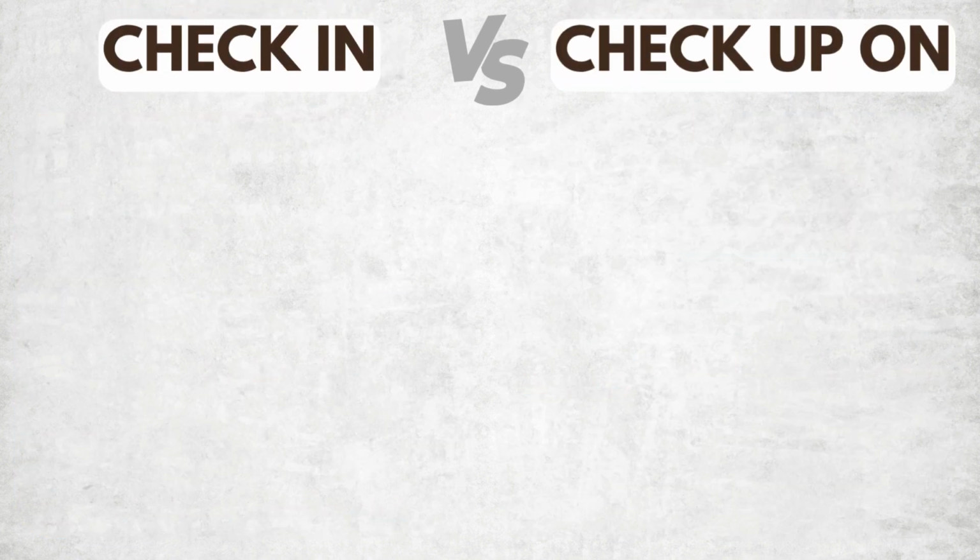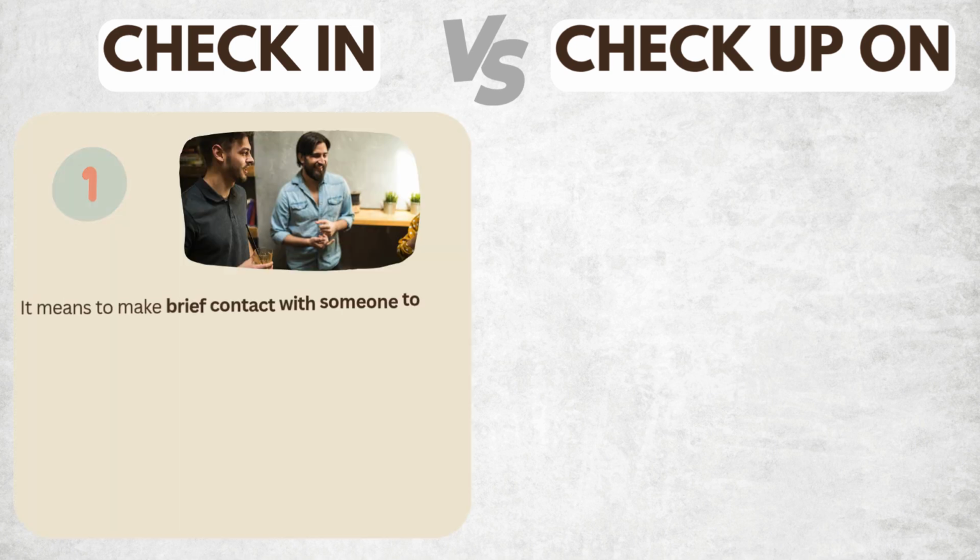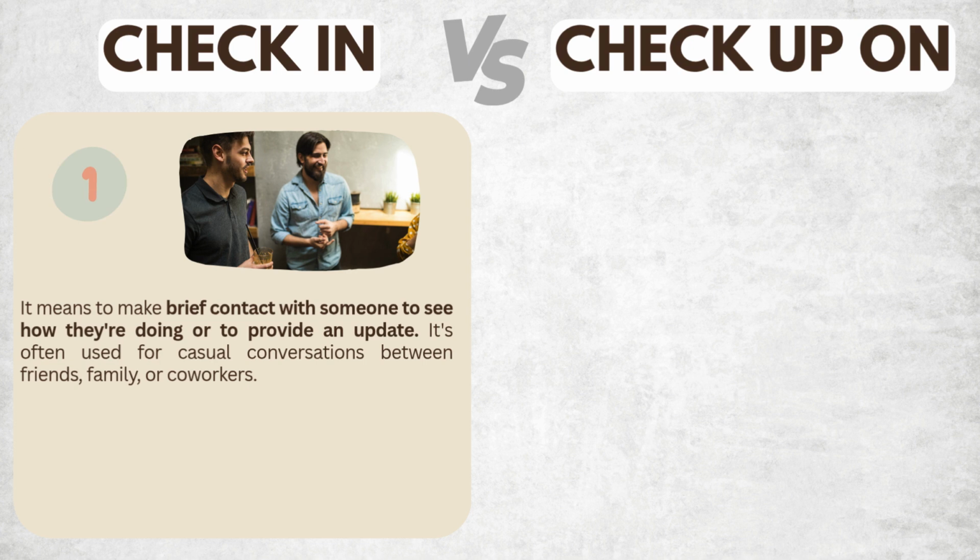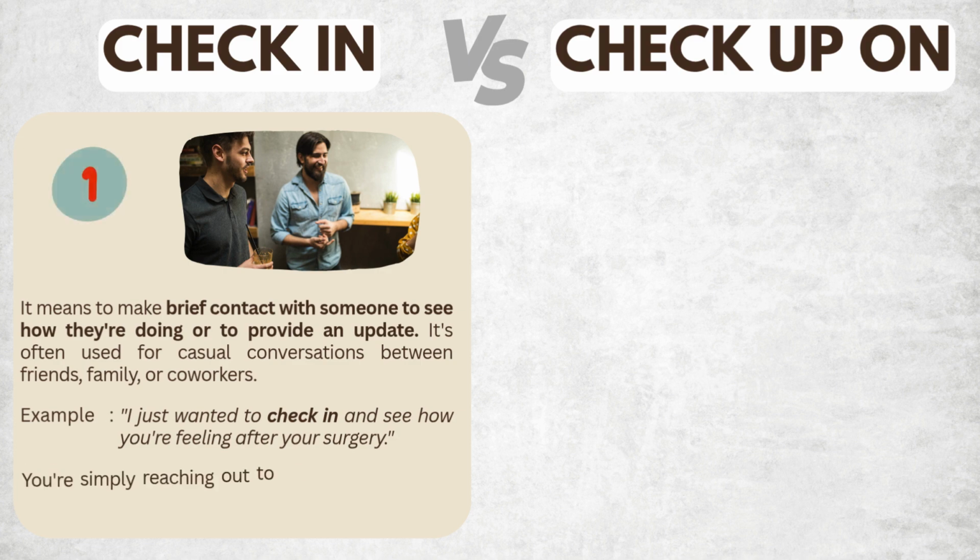Next up is a pair that many English learners mix up: check in and check up on. Check in means to make brief contact with someone to see how they're doing or to provide an update. It's often used for casual conversations between friends, family, or coworkers. For example, I just wanted to check in and see how you're feeling after your surgery. You're simply reaching out to ask how someone is doing.